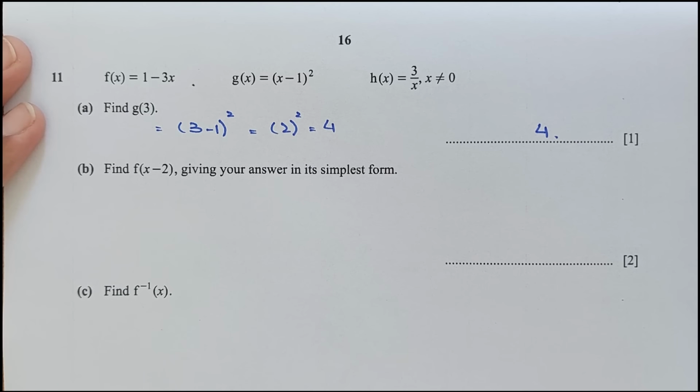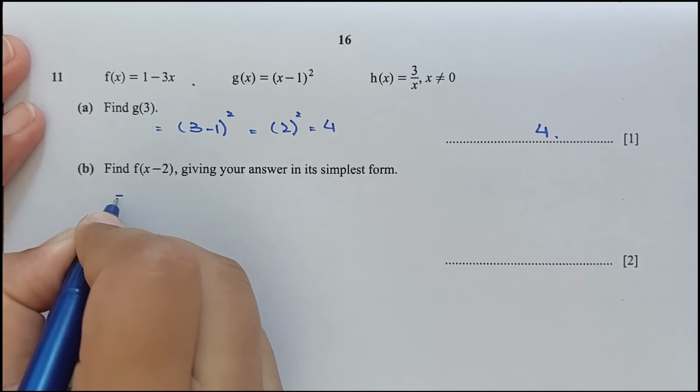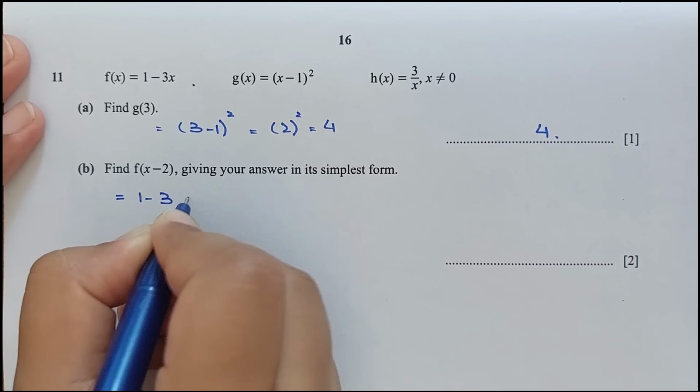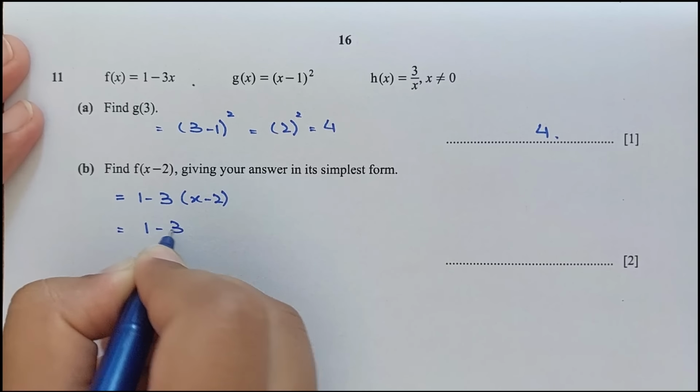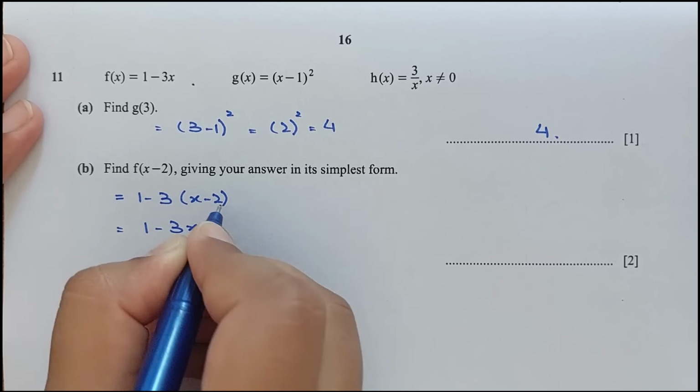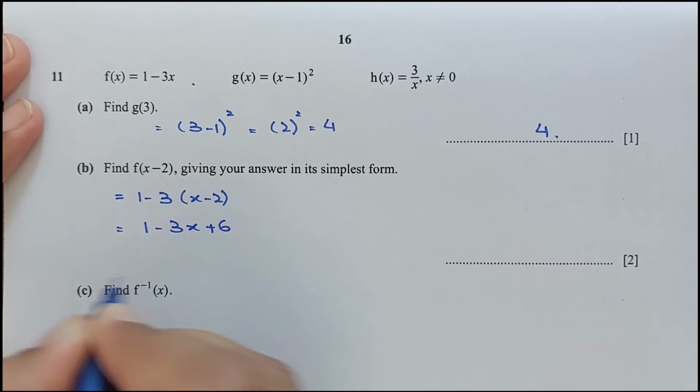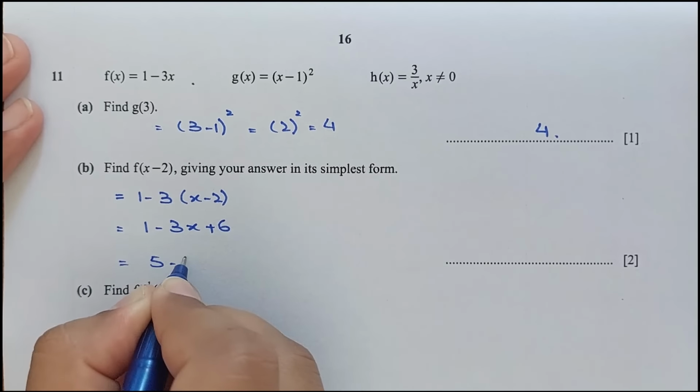Part B, find f of x minus 2, giving your answer in its simplest form. f of x is 1 minus 3x. Now x is replaced with x minus 2. This is 1 minus 3x, and negative times negative is positive, 3 times 2 would be 6. So 7 minus 3x.